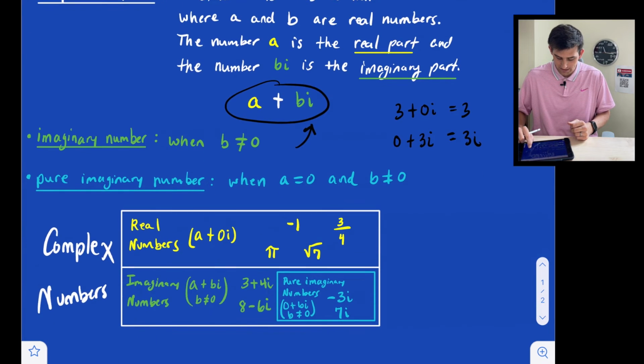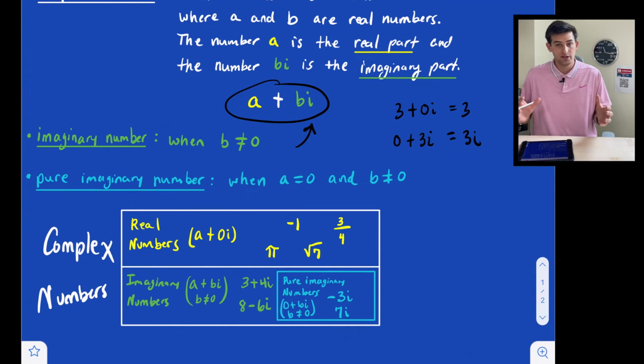So if we think about this diagram down here, and this is where we'll end this video, for complex numbers we have real numbers and we have imaginary numbers, right? Our real numbers we would write when b is equal to 0, because that imaginary part is going to go away, and we would just be left with numbers such as -1, 3/4, pi, square root of 7, right? So rational and irrational numbers in there.